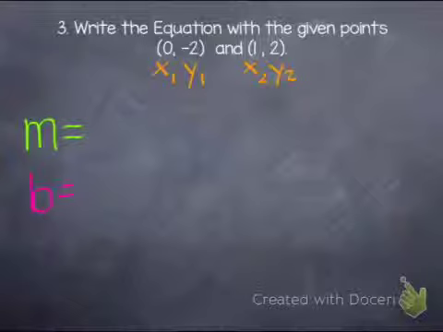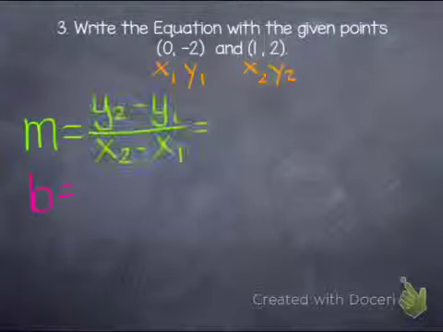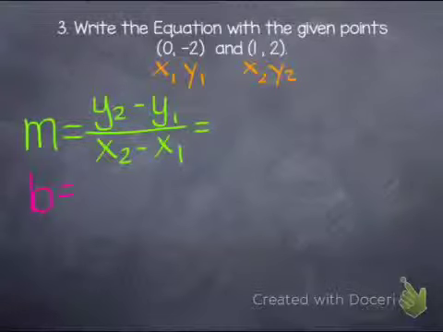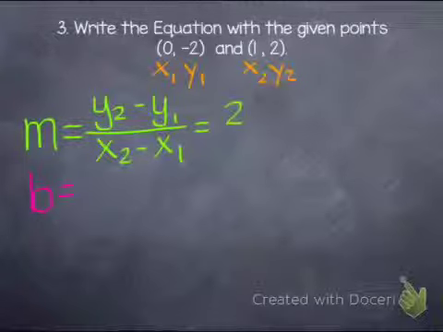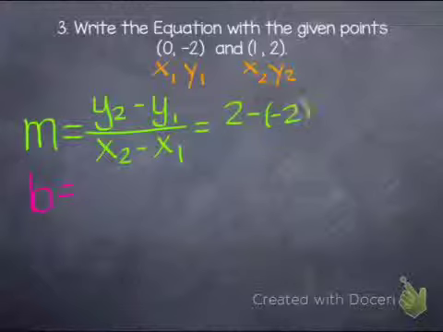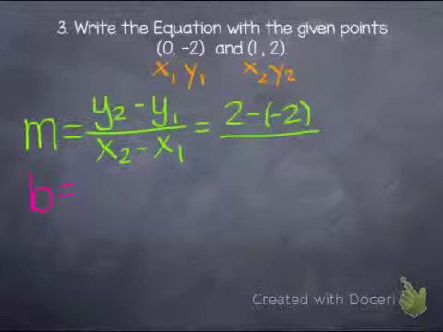So my slope formula is y2 minus y1 all over x2 minus x1. And I have labeled my coordinates accordingly. I've done x1, y1 here on the left and x2, y2 on the right. So I'm just going to start substituting. So my y2 is a value of 2 minus y1 is negative 2. So I've got a double negative there. And then I'm going to do my x2, which was a value of 1, minus my x1, which was 0.